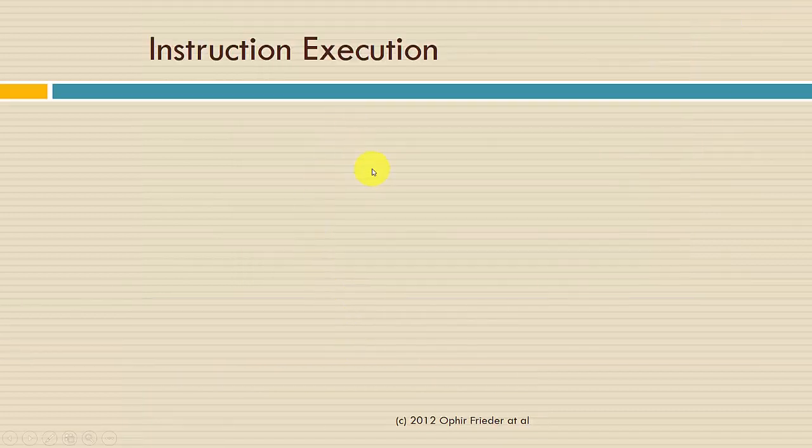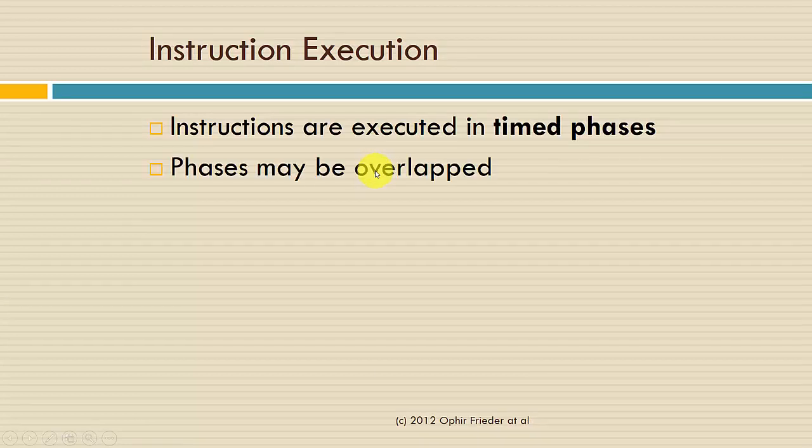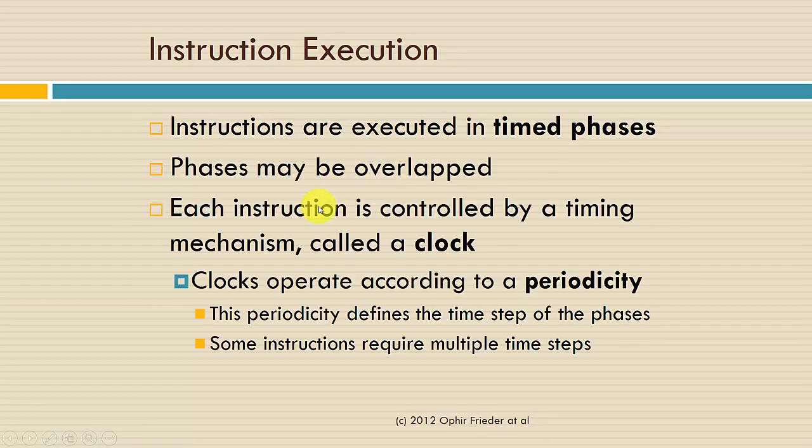So instruction execution. Instructions are executed in time phases. This gets a little bit tricky in how the author talks about it, so let me see if I can simplify it a bit. There's something called a clock cycle. As our computer system is processing information, everything is timed. That way, when one process is done, another one is ready to go. So everything is timed in such a way that there are these things called clock cycles, and things happen during a clock cycle.